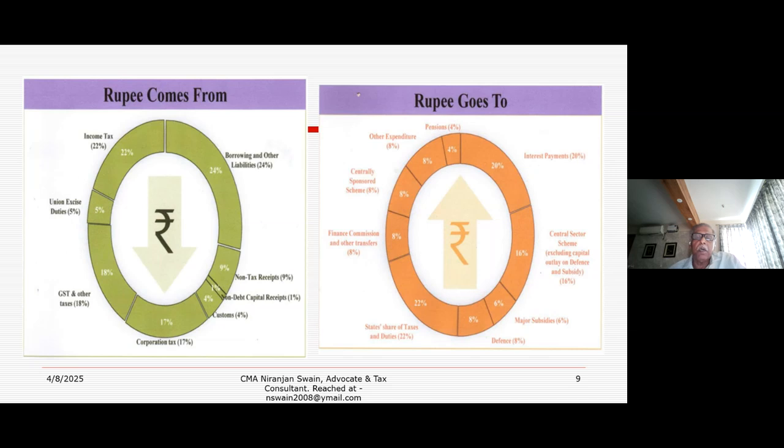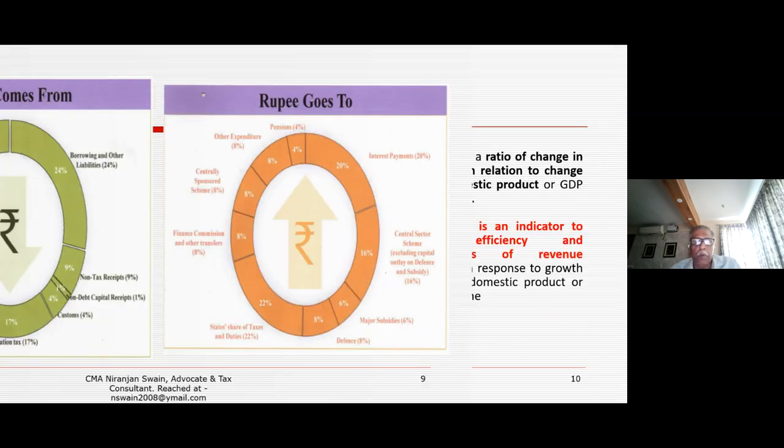And this is the budget proposal which was made in 2025. Income tax contributes 22%, union excise is 5%, GST is 18%, corporation tax is 17%, and the rest are borrowings and non-tax receipts, but customs is also 4%. So this is how revenue is coming in, and accordingly revenue has been spent for the purpose.